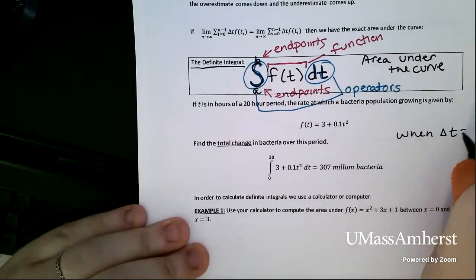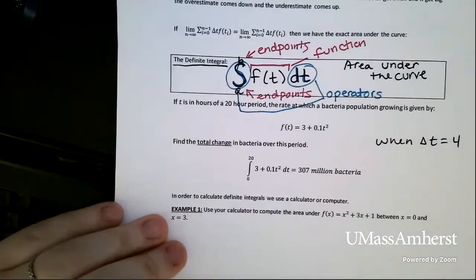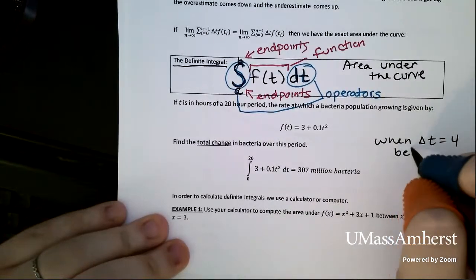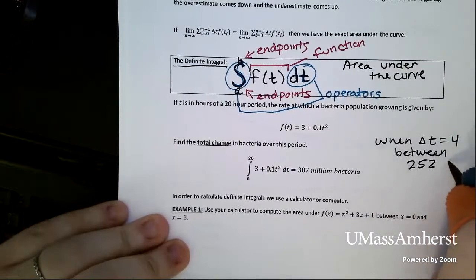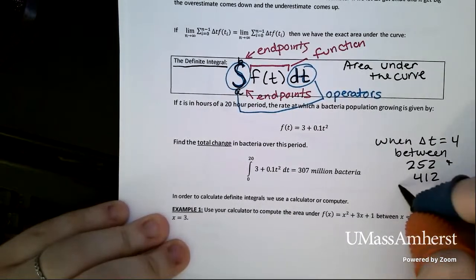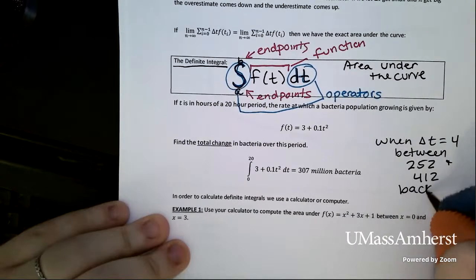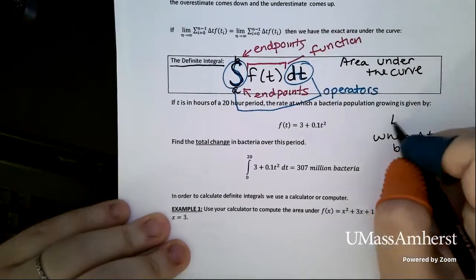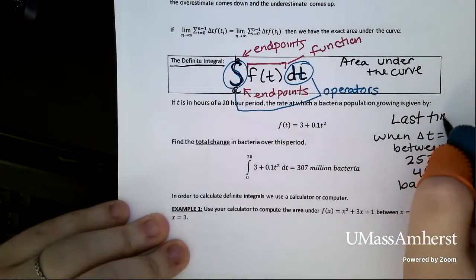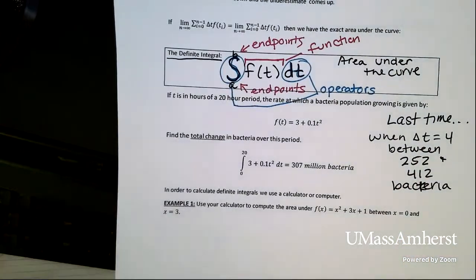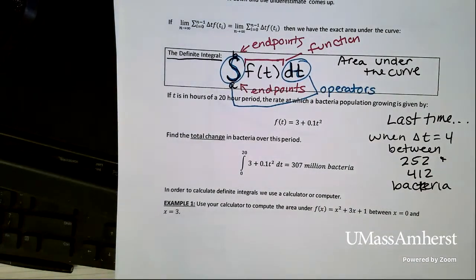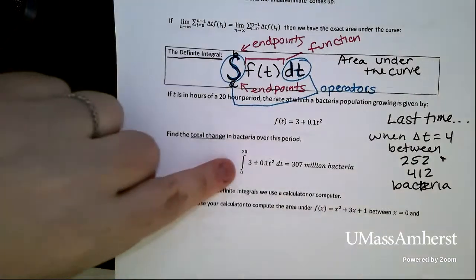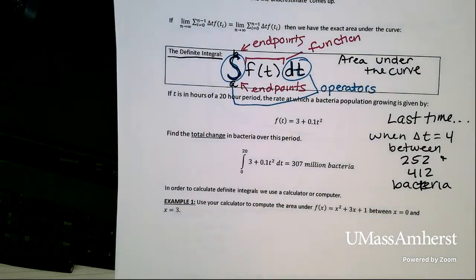When delta t equals 4, when we did this approximation before, we found that we had to be between 252 and 412 bacteria. So that was last time. So you can look back in your notes if you want, but we approximated this with a table. But now if we want to find the exact area under the curve, how do we actually do it? We know that this notation means to find the exact area under the curve, but what are the steps we have to take to do it?